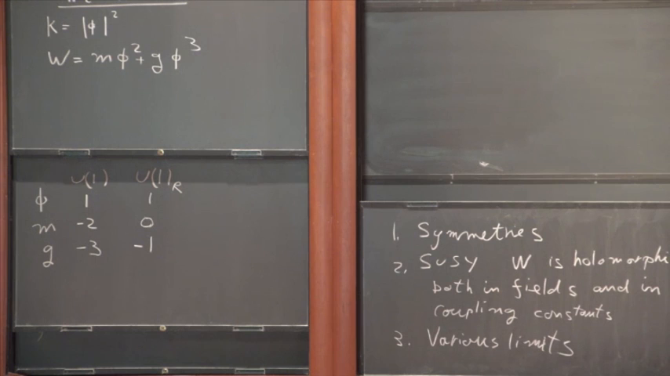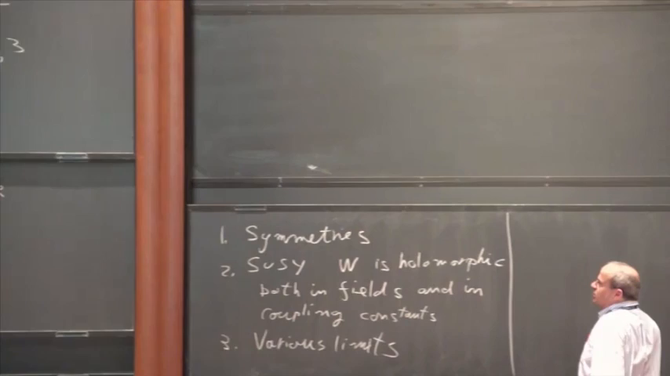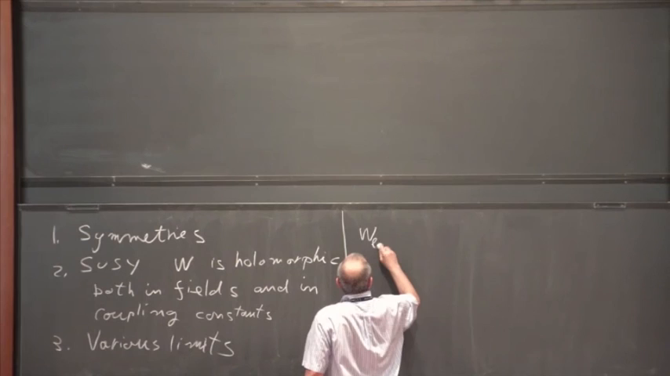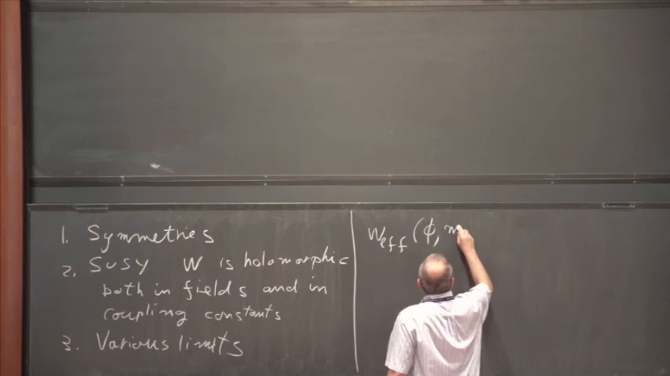So we started with some three-level superpotential, W, and we want to compute an effective superpotential. And it should be a holomorphic function of phi, m, and g. And in particular, no phi bar, no m bar, and no g bar.